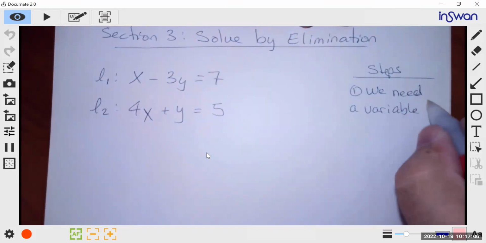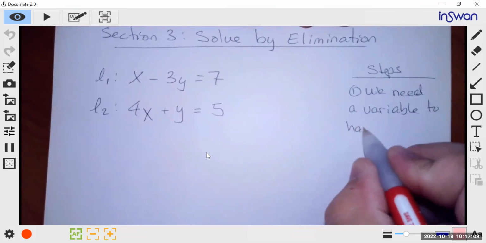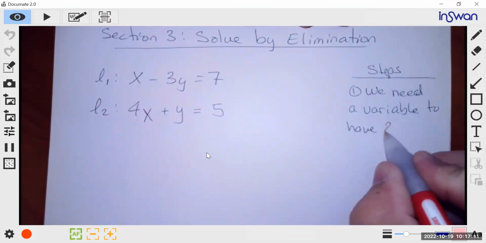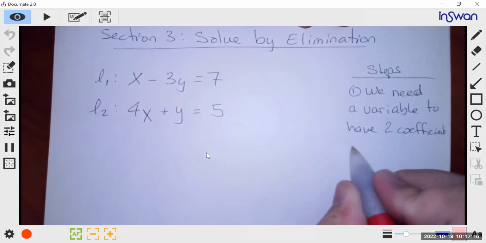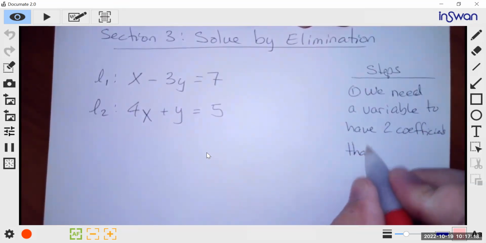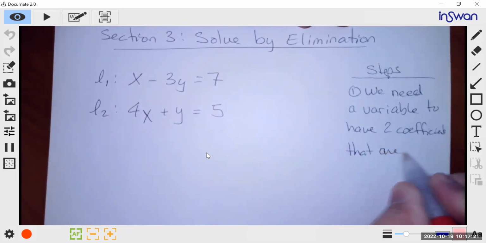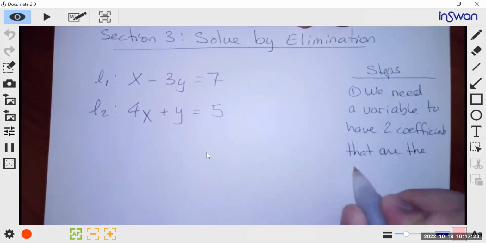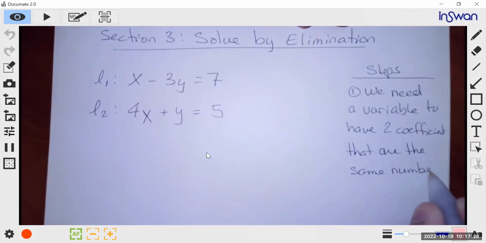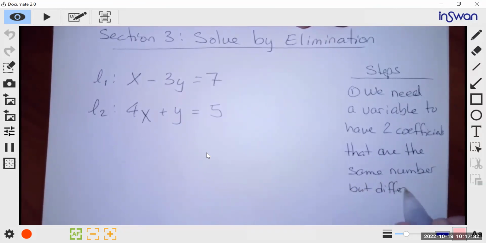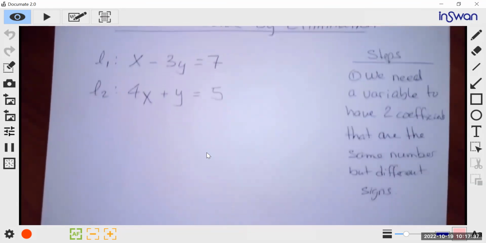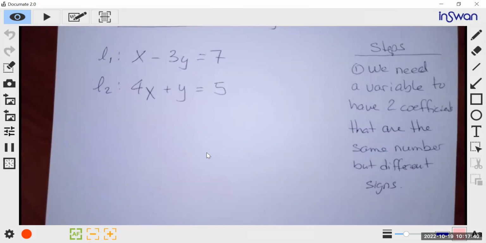We need a variable to have two coefficients that are the same number but different signs. That's the first step.